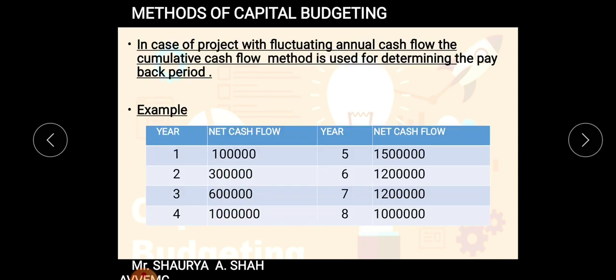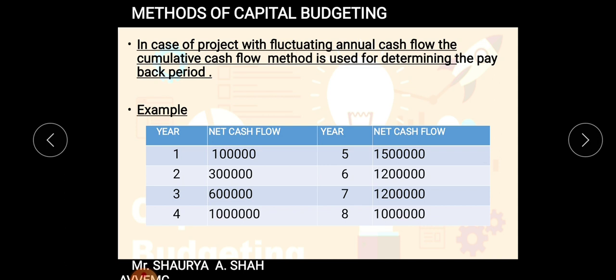Fine. Now moving on to the next part of the method, that is your fluctuating annual cash flow. As I told you, what is fluctuating annual cash flow? If you can see in the example, the net cash flow is continuously fluctuating. It is not fixed. In the very first year you are getting 1 lakh, second year 3 lakh, third year 6 lakh, and fourth year 10 lakh. Out of 8 years, you have been given a cash flow for continuous 8 years. What you need to do is again find out the cumulative cash flow.